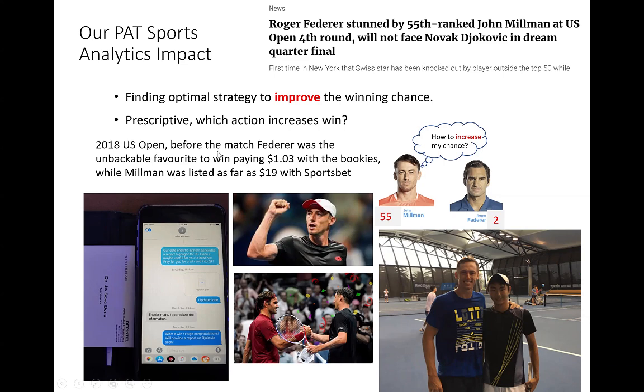In the U.S. Open, John had never beaten Roger. Actually, in John's entire career, he had never beaten any top 10 player. And Roger had never lost to anyone outside the top 50 in his life at the U.S. Open. So at that time, if you put $1 on Roger to win and Roger won, you'd get 3 cents back. If you put $1 on John Millman to win, you'd get $19 back.